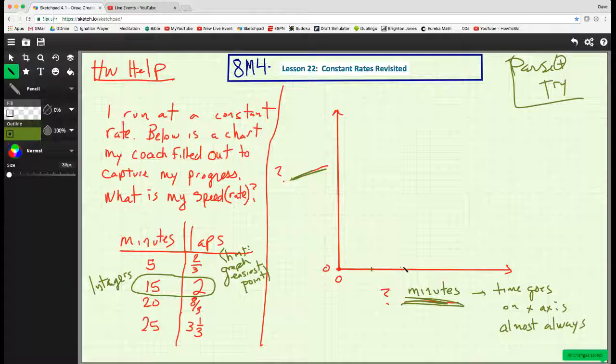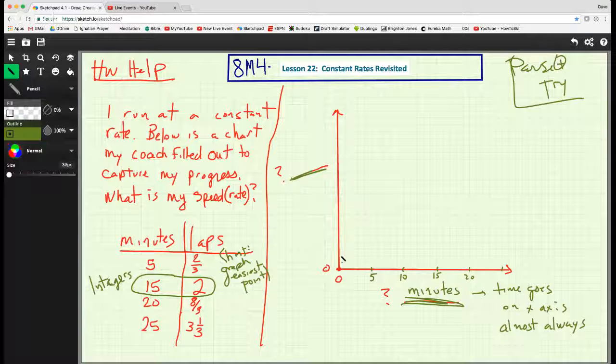1, 2, 3, 4, 5. So this is 20. This is 10. This is 15. This is 5.